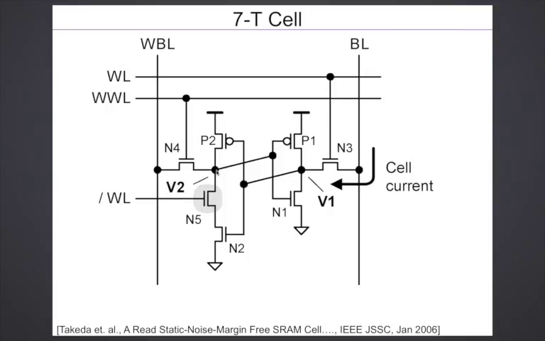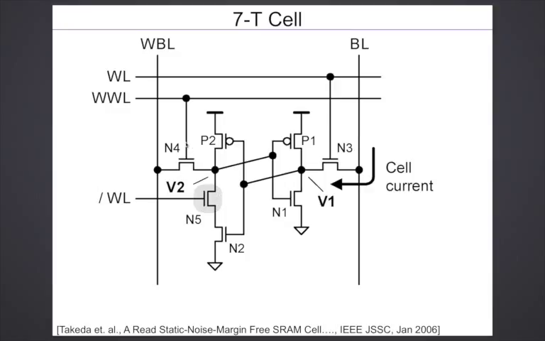When you shut off N5, this pull down path is made open so that even if V1 bumps up, you don't have a discharge of this. So you don't trip the cell. So that's why they call this a read static noise margin free SRAM cell. This is work done by these Japanese authors, JSSC, January 2006.